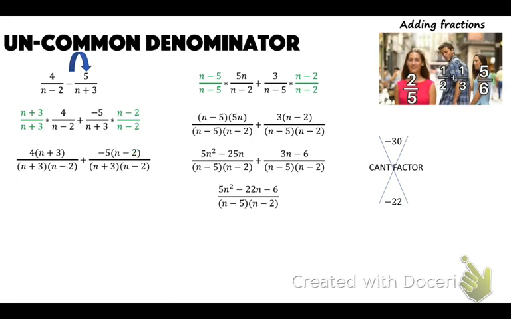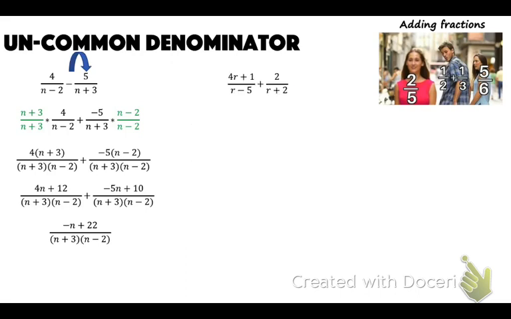So here I'm left with 4 times n plus 3 over n plus 3 and n minus 2. And then on the second one, I'm left with negative 5 times n minus 2 over n plus 3 times n minus 2. So that's 4n plus 12 over n plus 3 and n minus 2. And that's negative 5n plus 10 over n plus 3 and n minus 2. Can combine terms there, and I get negative n plus 22 over n plus 3, n minus 2. And there's nothing we can do to that, so you just leave it.